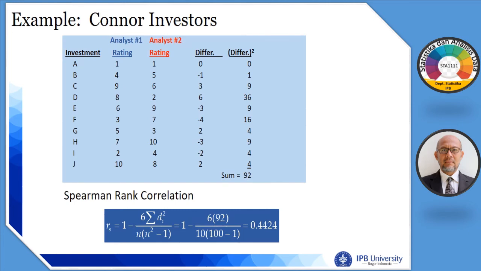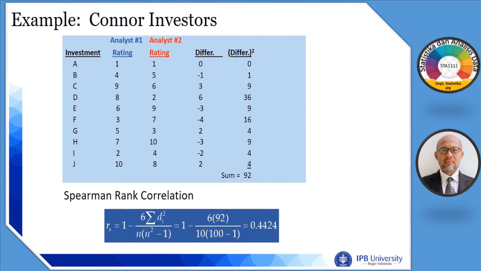So you can look at the column rank of analyst 1 and rank of analyst 2, and then you can make a difference between the rank of analyst 1 and 2. For example, investment A, rank 1: both analysts give the first rank, so therefore the difference is 0.